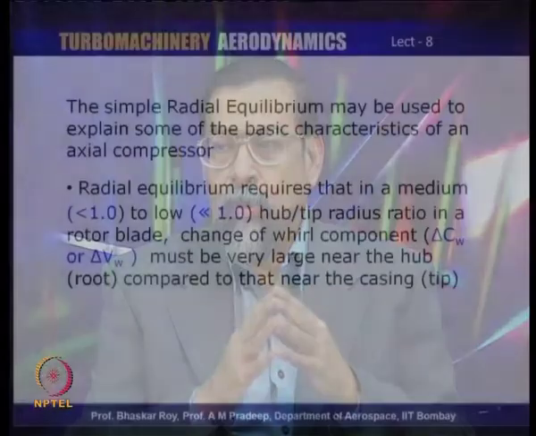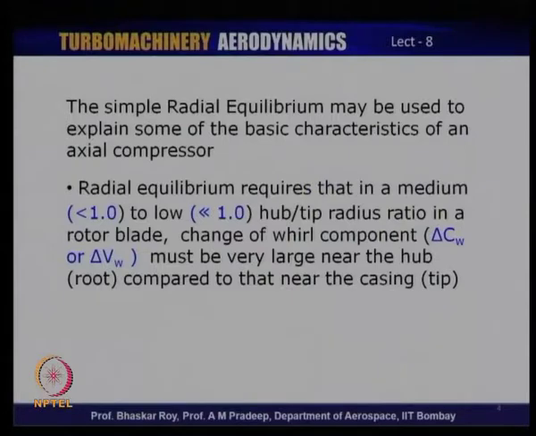What happens is that the radial equilibrium, which is used to explain some of the basic characteristics, requires that in a medium with a hub-to-tip radius ratio much less than 1, in a rotor blade, the change of whirl component must be very large near the hub compared to that near the casing.